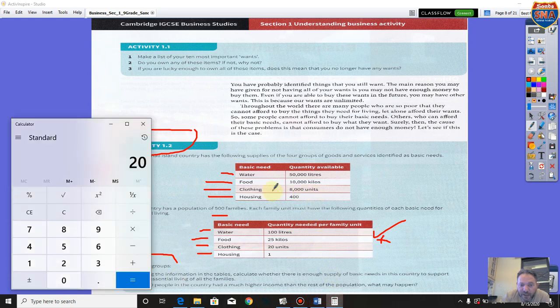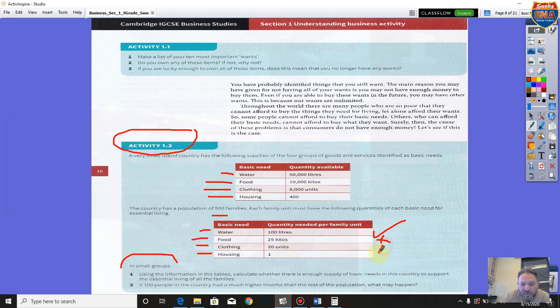We have 8,000 units of clothing. Divided by the number of families, 500, the answer will be 16 units. The answer should be 20 units. So this is also not enough for the families.